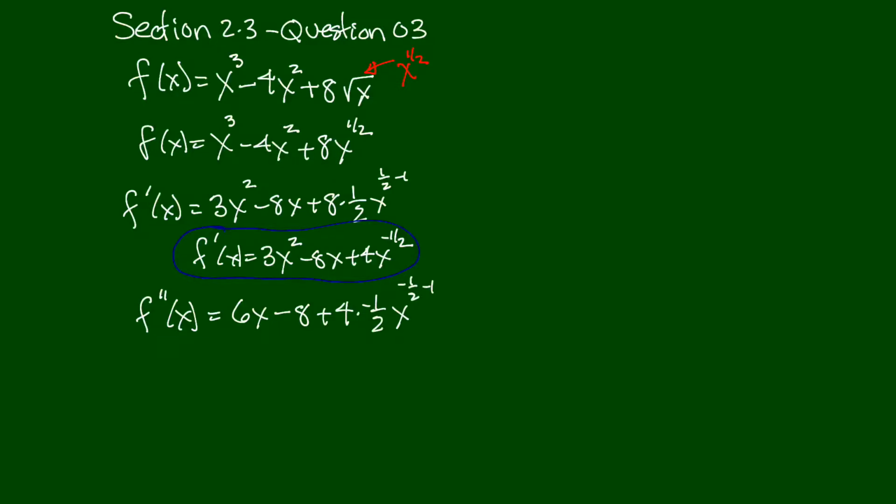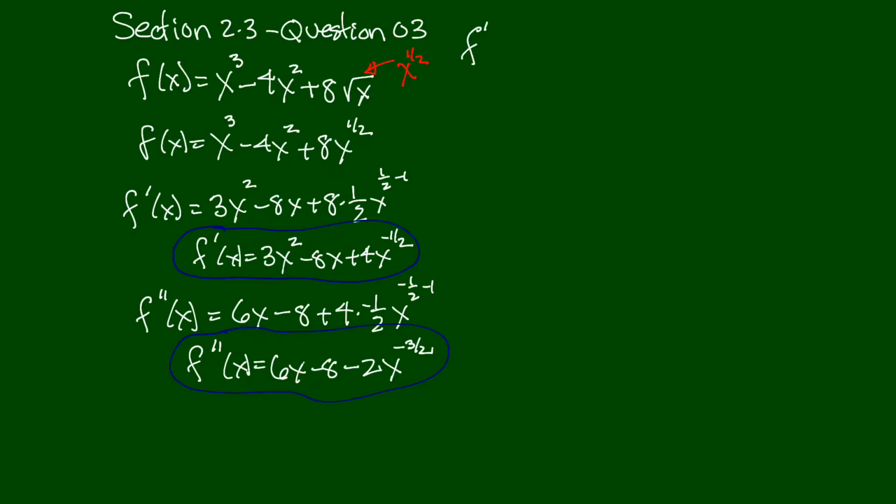Decrease it by 1. So f double prime of x is 6x minus 8 minus 2, right? Minus, because you have positive times negative is negative, and then x to the negative 1/2 minus 2/2 is negative 3/2. And there is our second derivative. And let's go for the third.